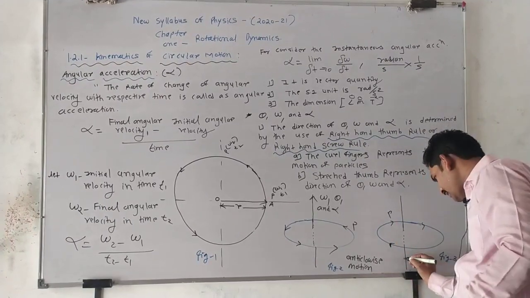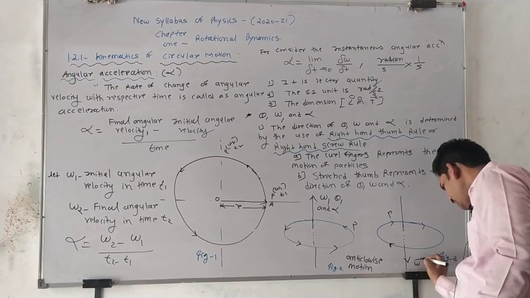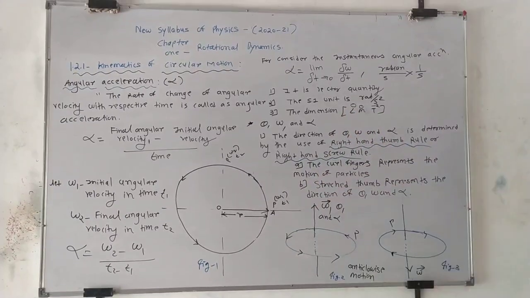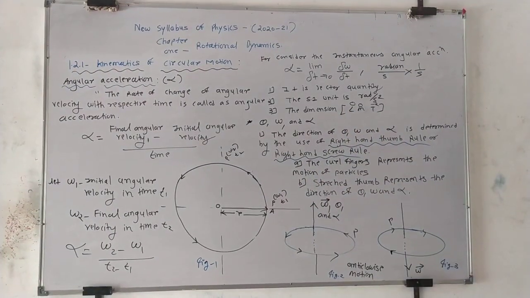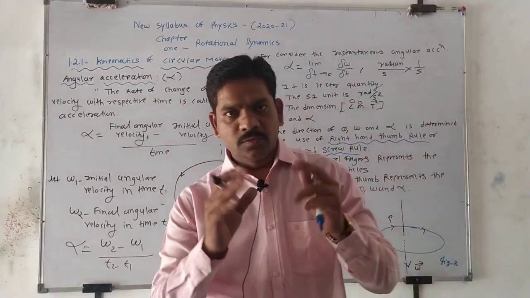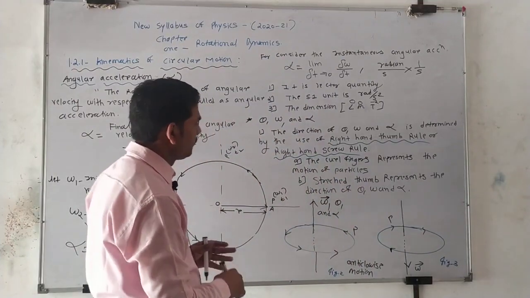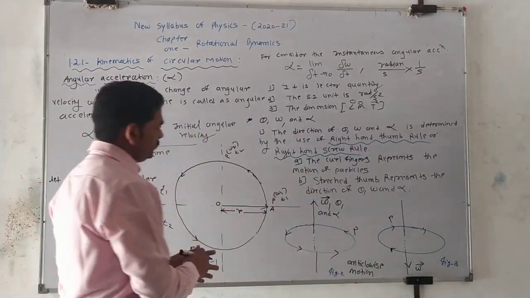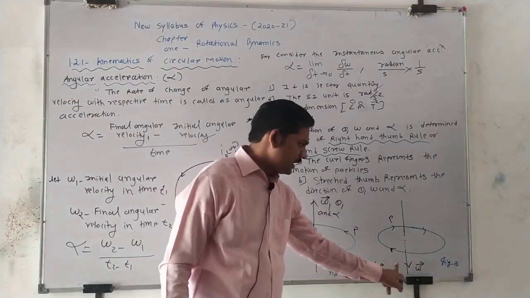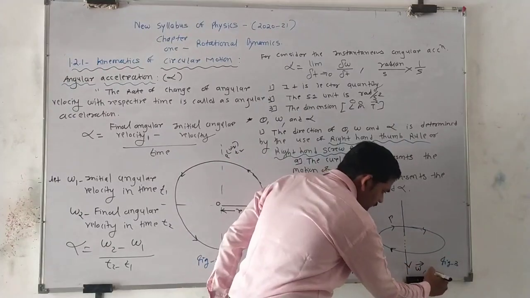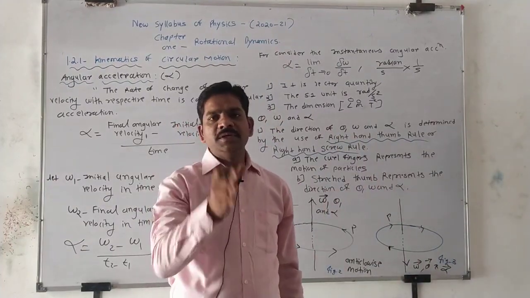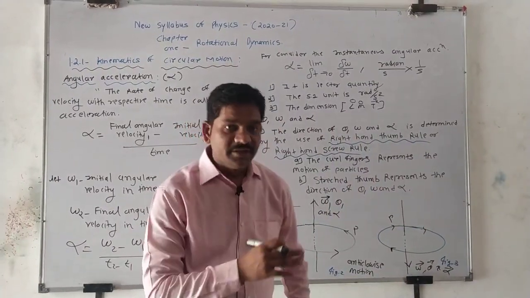So where is the angular velocity? Angular velocity, omega, is in the downward direction. This is a vector quantity. Omega is a vector quantity. So got it? Yes. Now I draw this concept here. So boys, this is the determination of omega, theta and alpha. This is also the determination of omega, theta and alpha. All these physical parameters are vector quantities.